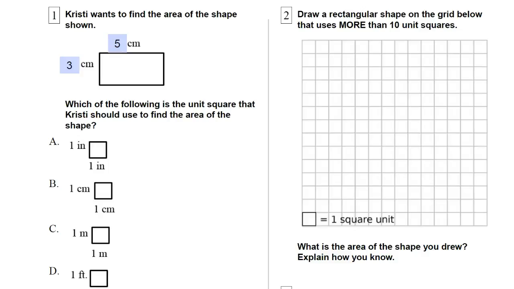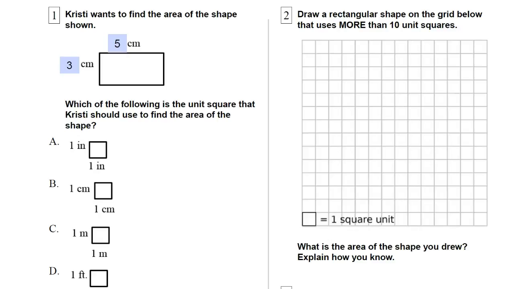This is our Unit 5 review. All week long and last week too, we've been talking about area and perimeter. Just so you know, area is length times width, and perimeter, you just add all the sides.